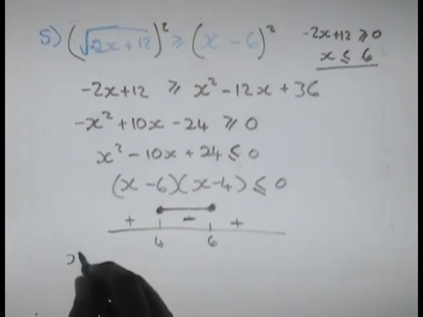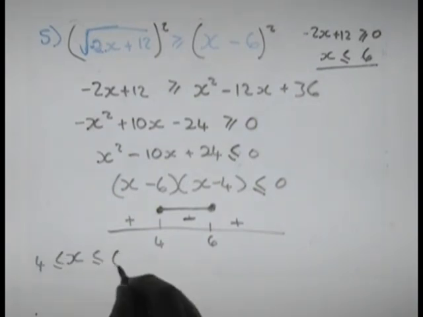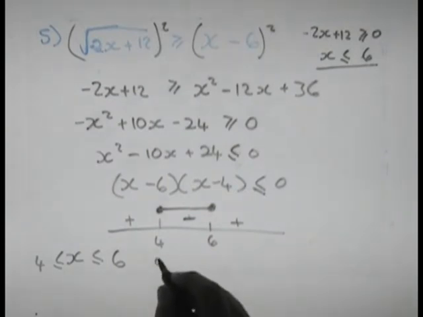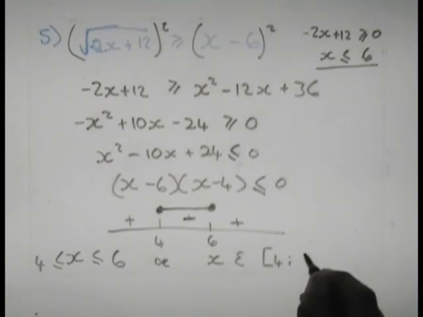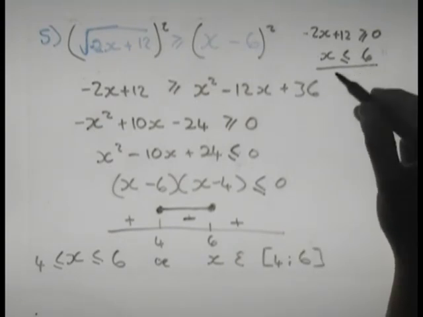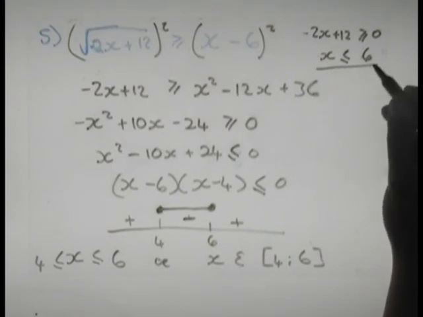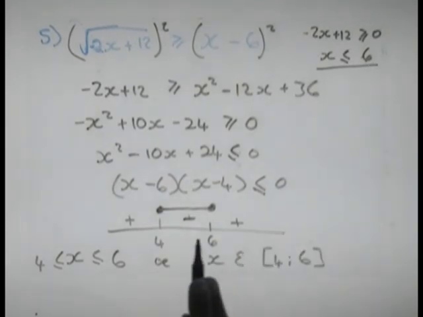That means that x is greater than or equal to 4, less than or equal to 6. Or we could say x is an element of from 4 all the way up to 6. Does that follow our constraint or our restriction? Yes, it does, because our restriction says that x has to be less than or equal to 6, which holds true.